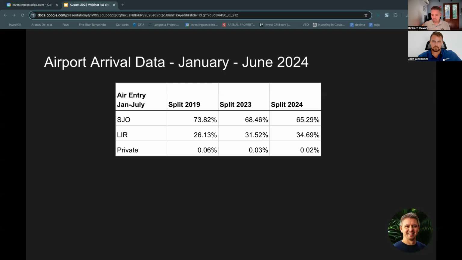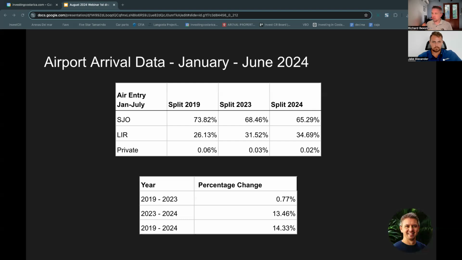Okay. And then you start to see those percentage changes year over year, as we say there, 2019 to 2023, a 0.77% change, then 13.46, and then 14.33. This is the average, the overall airport arrival changes, guys, that we're seeing there. And that's January to June. I think the July data just came out, but I don't think you're going to see much of a swing there, guys. It's not going to change that much.